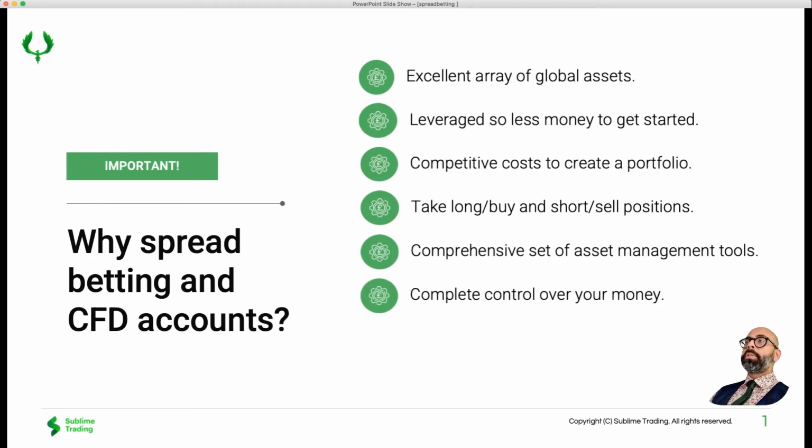Now, this is the beauty, guys. You've got access to an excellent array of global assets. The account is leveraged, so you need less money to get started. Costs are competitive in terms of putting a portfolio together. You can go both long and short.